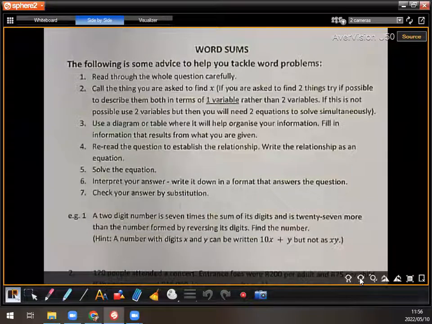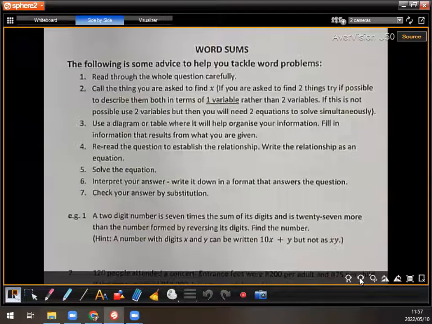Sometimes they ask you to find two things, right? Then you can decide, are you going to call it X and Y, in which case you're going to have to do simultaneous equations, right? If you are introducing two variables, how do you solve two variables? By using simultaneous equations. But sometimes they give you kind of a relationship between the two things. So they'll say, for example, the length of a field is double the breadth, right? So then you can say, okay, the breadth is X and the length is then 2X, that kind of thing. Instead of saying length is X and breadth is Y.